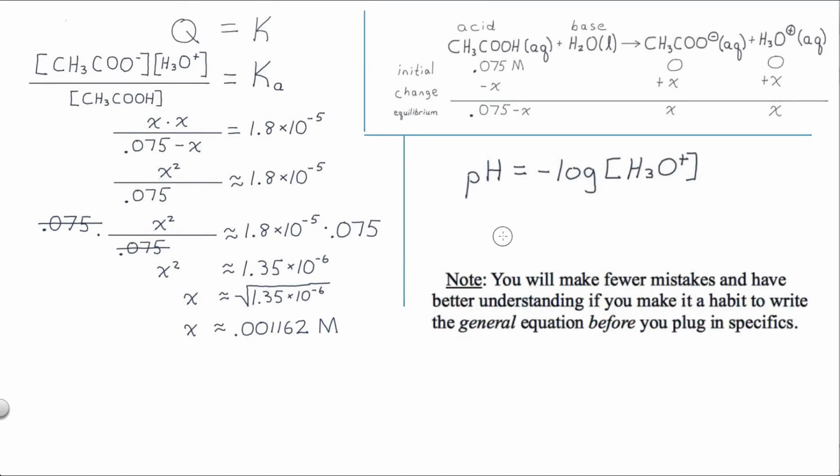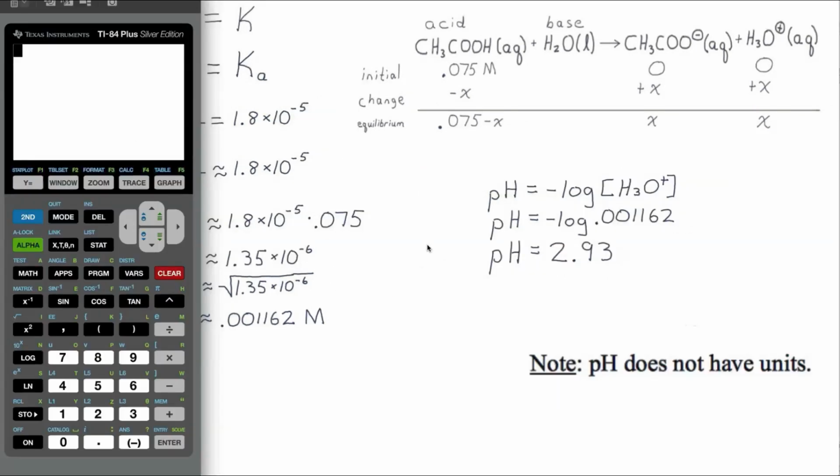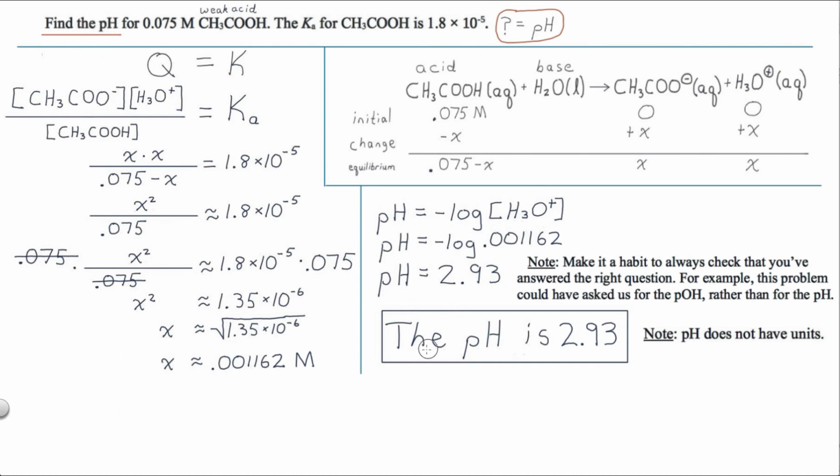0.001162 molar. Now we're ready to calculate the pH. The pH is defined as the negative log of the hydronium concentration. Our table tells us that in equilibrium, the hydronium concentration will equal X. We've determined that X equals 0.001162 molar. We can use our calculator to determine that the negative log of 0.001162 is 2.93. So our answer to the problem is that the pH is 2.93.